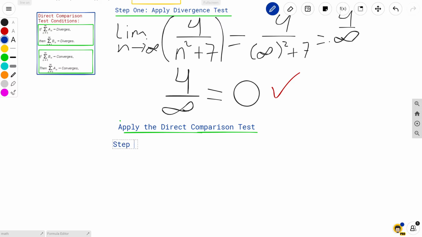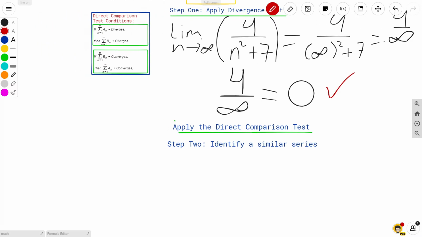So in this case, for the next step, which I'll call step 2, we're going to identify a similar series. And now how the heck are we going to do that? We're going to identify a similar series by simply removing the insignificant terms.